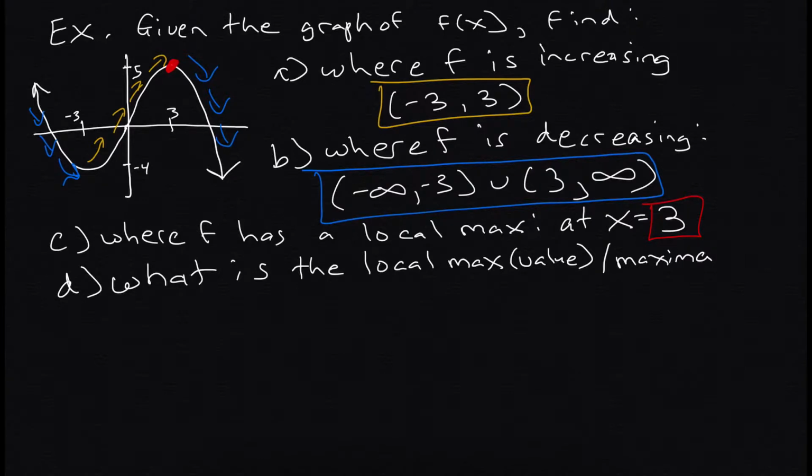And what they're specifically asking for here is in part C, we figured out where this high point is. In part D, we want to know, okay, well, how high does that function actually get at that high point? And in this case, that goes up on the y-axis all the way to +5 there.